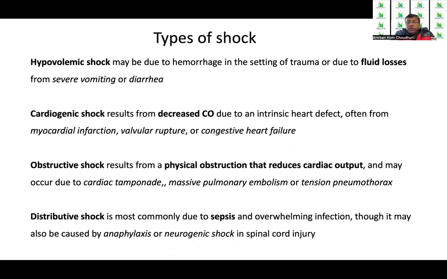So they are produced, their volume deficit. So this is the perfusion fails, and this patient quickly progresses to acute renal failure, etc. Cardiogenic shock results from decreased cardiac output because of an intrinsic heart defect, often from myocardial infarction, valvular rupture, congestive heart failure, and so on. Obstructive shock results from physical obstruction that reduces the cardiac output and may be because of cardiac tamponade, massive pulmonary embolism, tension pneumothorax, and such conditions.